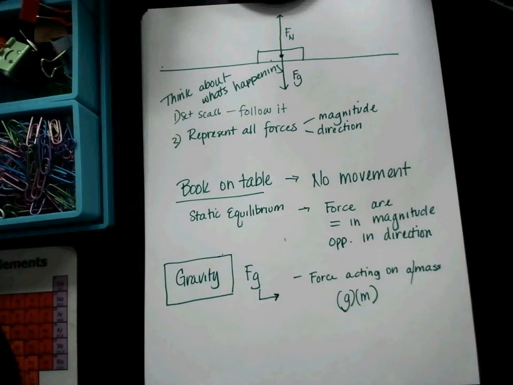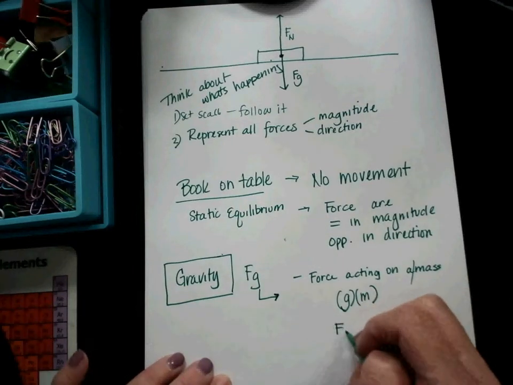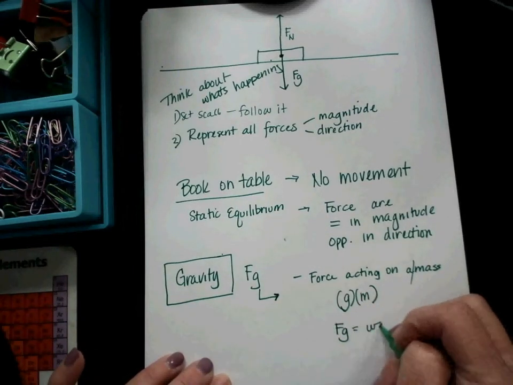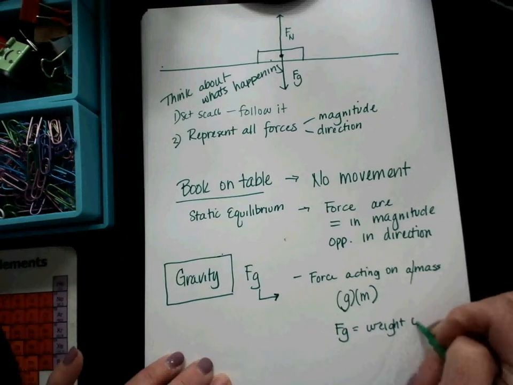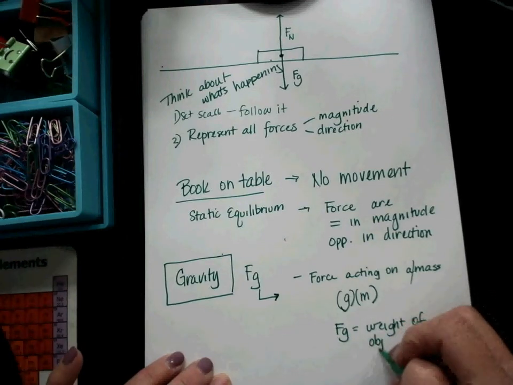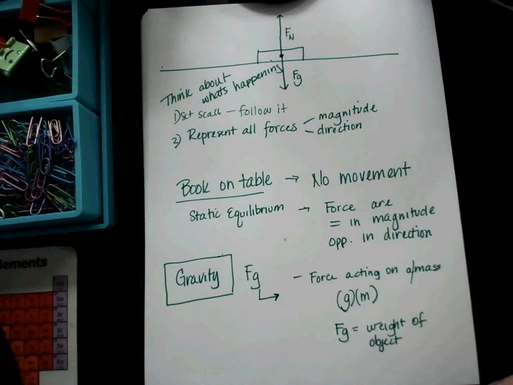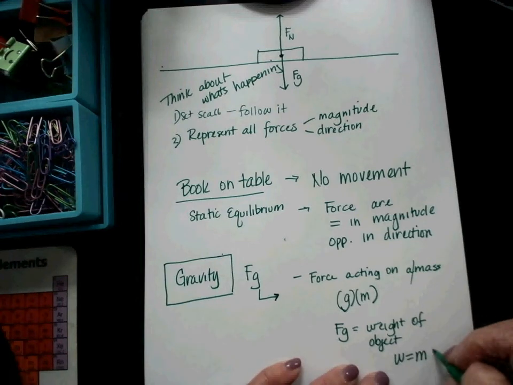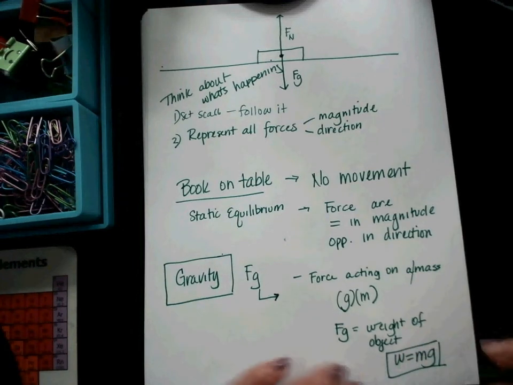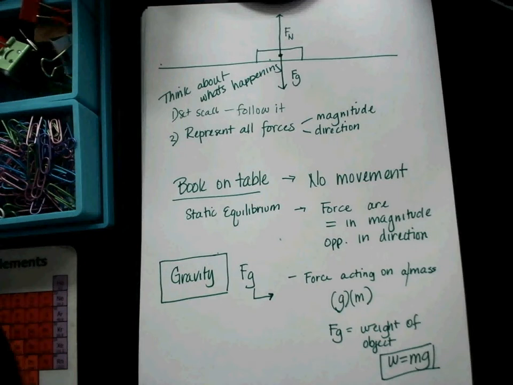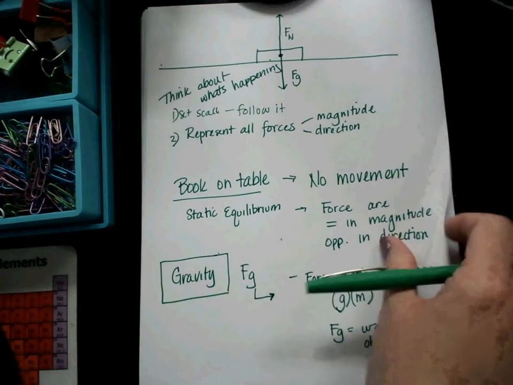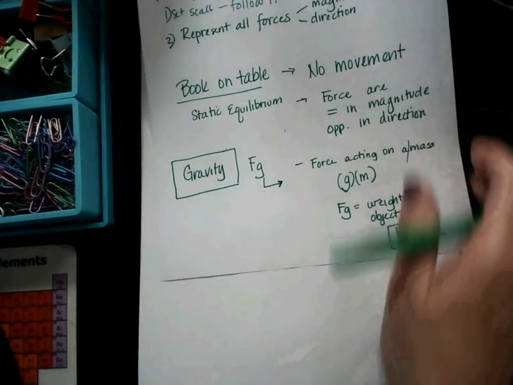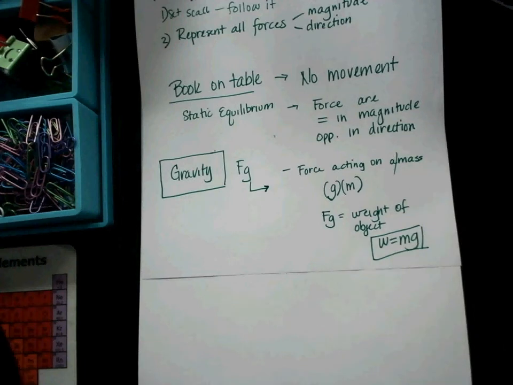What is that? Do you remember from before? Hey, good. So this FG really equals the weight of the object. Or we have that old formula, W equals mg, which when we learned that, I said we measured in newtons. We'll talk about newtons later. Now we're going to start thinking about newtons.